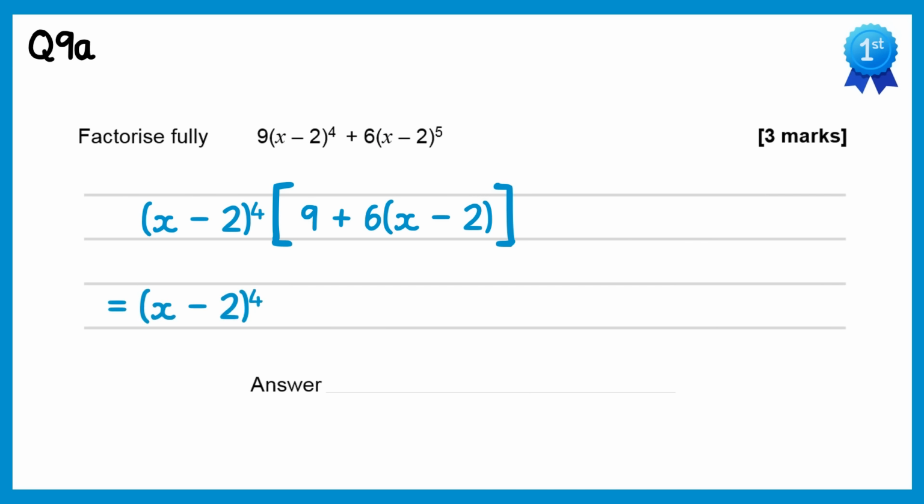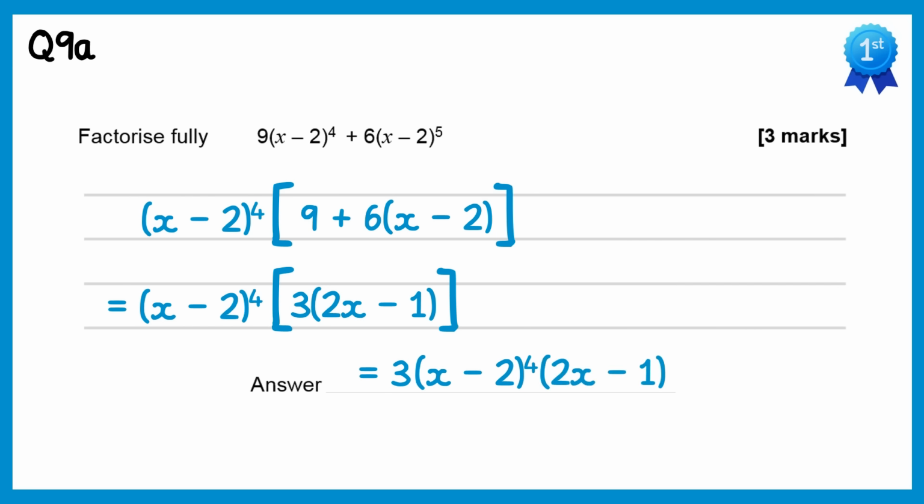We can leave the first part alone, but then simplify what's inside the large bracket. We have 9, and then if we expand the bracket, we get plus 6x minus 12, which of course simplifies to 6x minus 3. This itself can factorise. It has a factor of 3, so this would be 3 lots of (2x minus 1). We're now ready to write the answer, which is all of these times together, but it's common to write the number at the front. So we'd have 3 lots of (x minus 2) to the 4 times (2x minus 1).